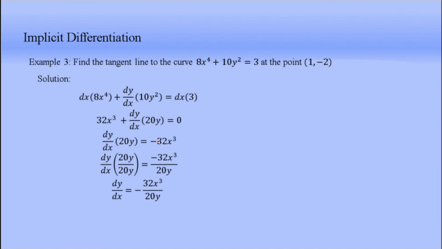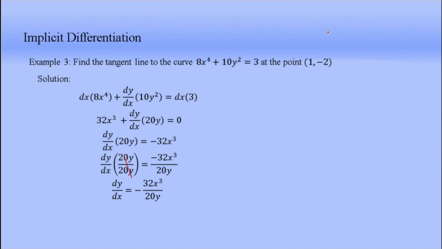Then we're going to transpose 32x cubed, so that will be a positive to negative. It will be negative 32x cubed. And then again, we're solving for dy dx. So we're going to cancel the 20y by dividing on both sides. Now the derivative of y with respect to x is negative 32x cubed over 20y. But we're not finished yet.